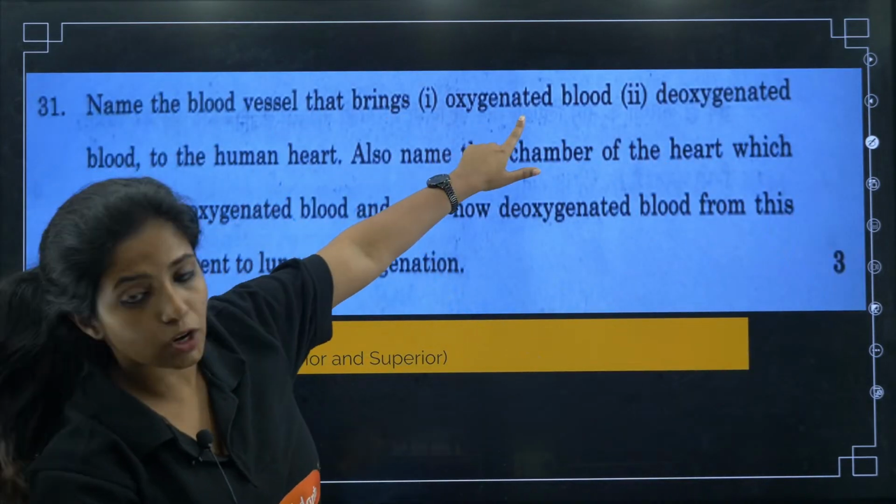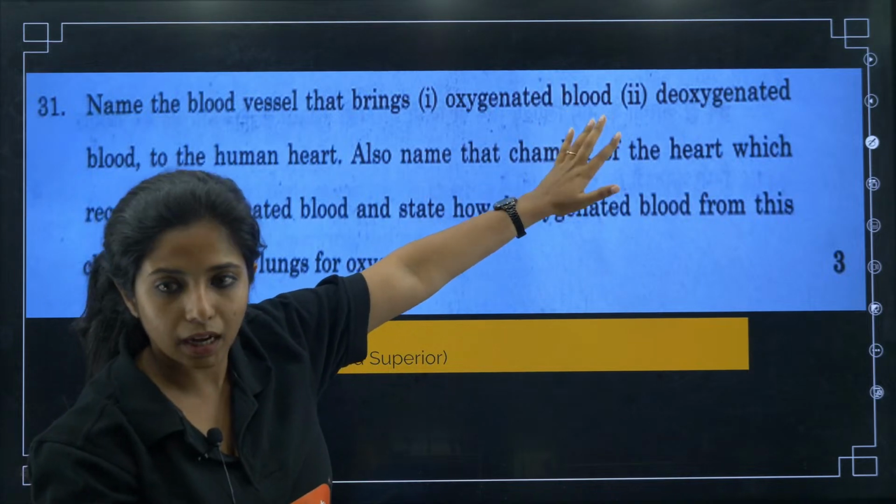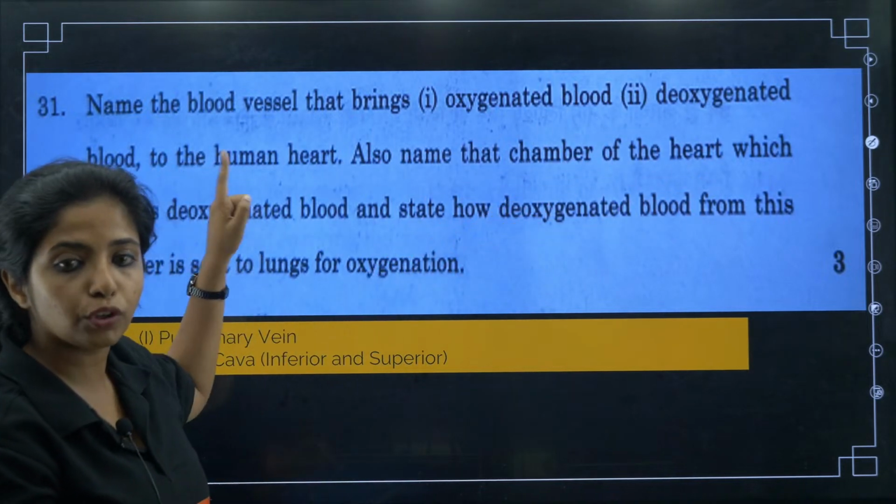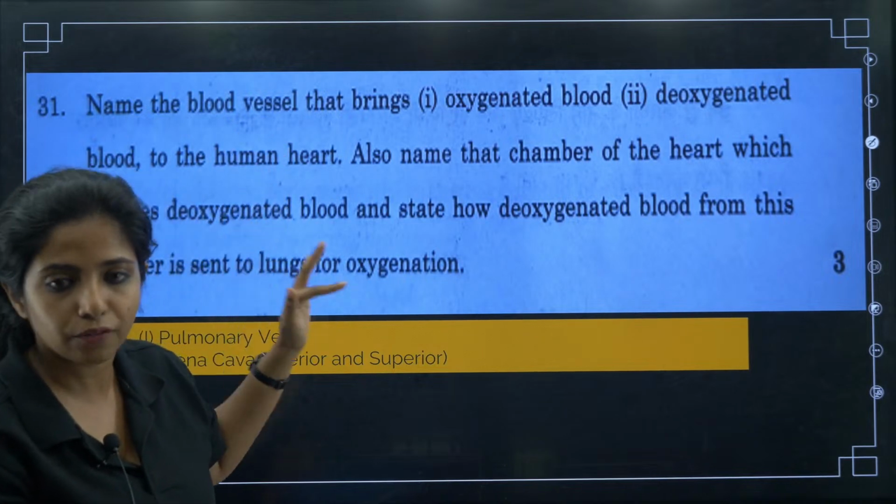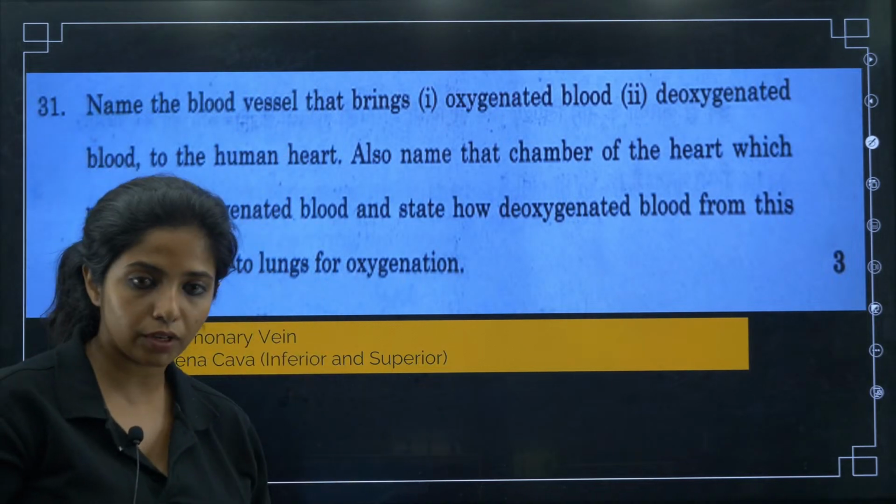Name the blood vessel that brings oxygenated blood. It is the pulmonary vein, and then deoxygenated blood to the human heart, it is the vena cava, superior and inferior. Superior one brings from the upper region, inferior from the lower region.